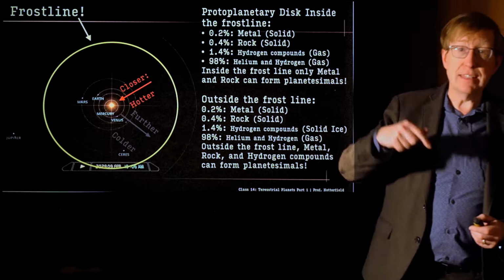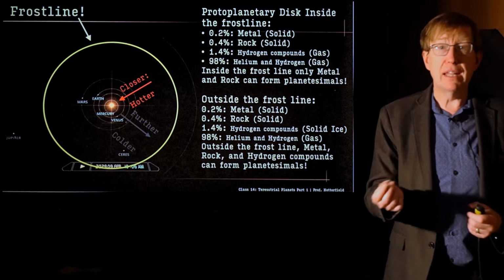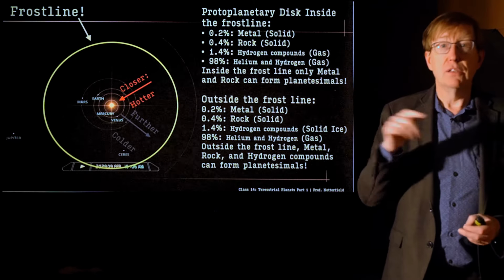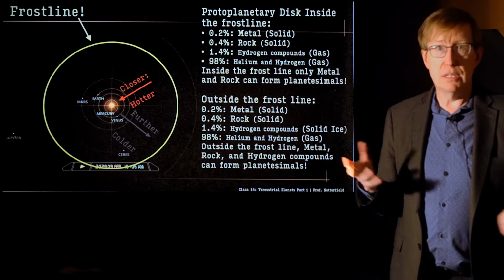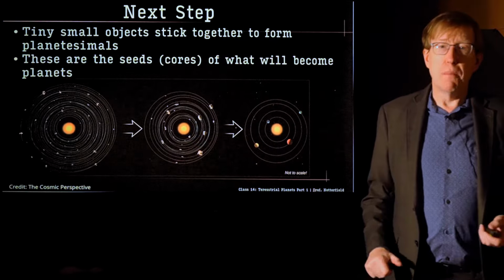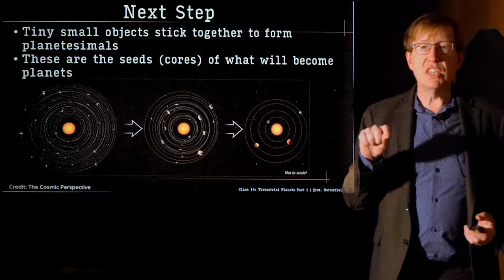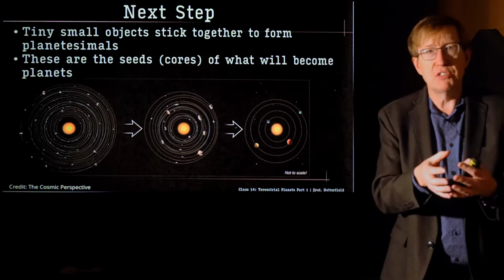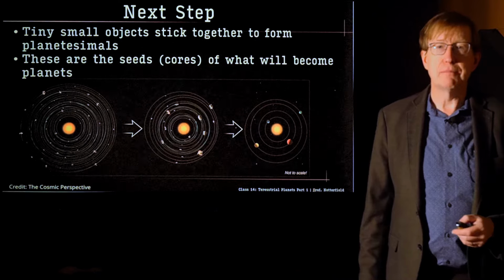But we're talking about inside the frost line. Inside the frost line, all you can do is make your planets out of metal and rock. You can't make them out of hydrogen compounds, and you can't make them out of hydrogen and helium because there's simply not enough material. So tiny objects stick together to form planetesimals, and these are the seeds, or the cores, that will become planets. The planetesimals stick together and eventually form the terrestrial planets.